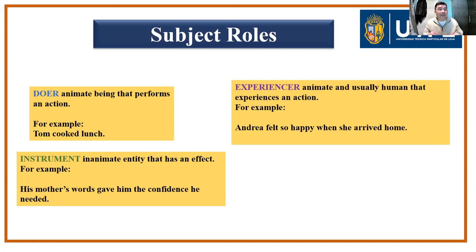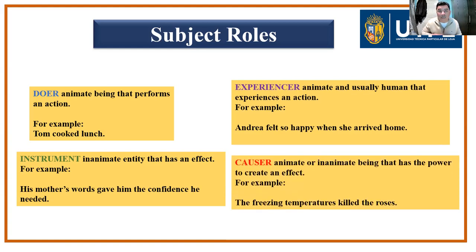So we have an inanimate entity that had an effect on the subject, all right? They have an effect on him by giving him confidence. In other words, gave him the confidence he needed. That's an instrument subject role. And last but not least, we have the causer. Inanimate or animate being that has the power to create an effect. Okay, the example that I have for you is the freezing temperatures killed the roses, right?